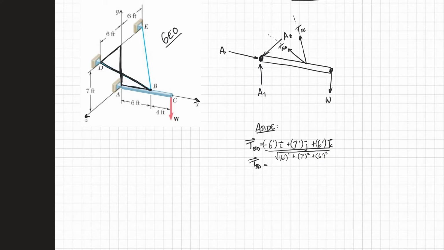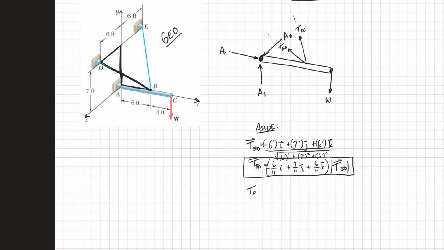equals, I'm going to keep this in fractional form, 6 over 11, so that the bottom is an 11. Negative 6 elevenths i plus 7 elevenths j plus 6 elevenths k. Okay, so that's TBD. Okay, now I'm going to note that in this case, TBE is the exact same thing. Oh, sorry, I forgot. This is being multiplied by, this is my most common error. It's being multiplied by the magnitude of TBD, like that.